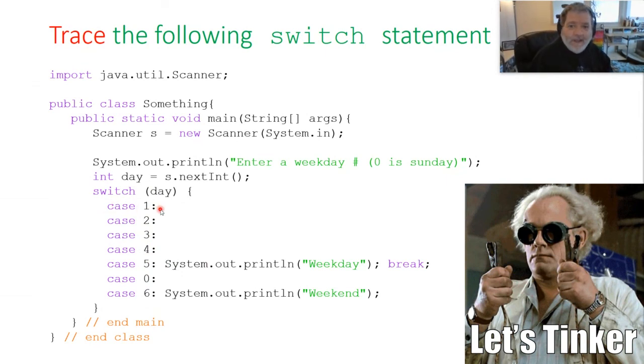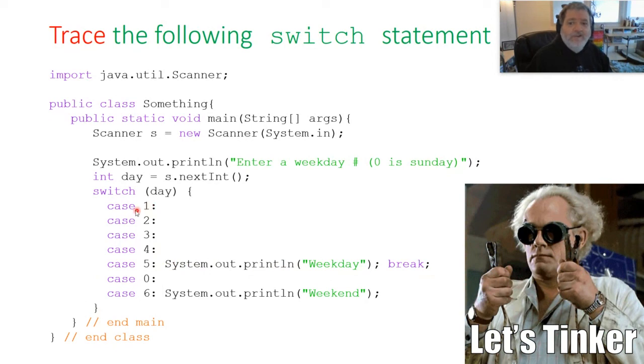So if I trigger case 1, I'm going to execute whatever is here, in this case nothing. Then I'm going to execute whatever is here, nothing again, but there's no break, so I keep going. Whatever is here, no break. Whatever is here, no break. Whatever is here, so display weekday, and then break out of the switch.